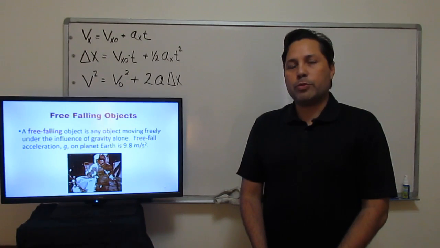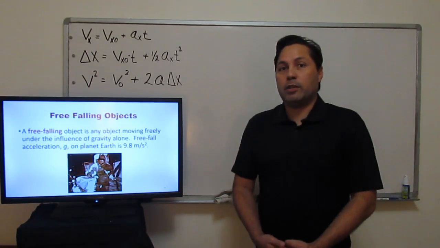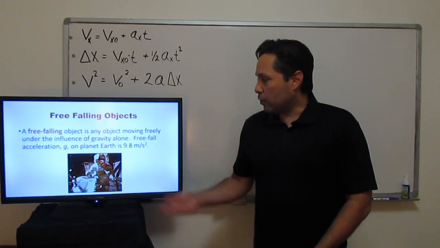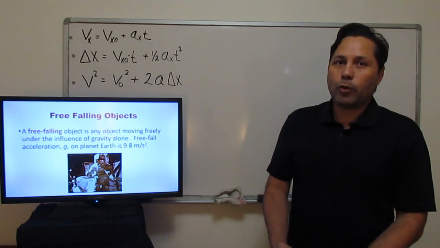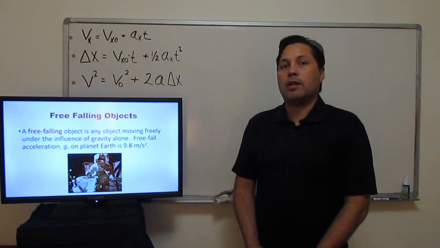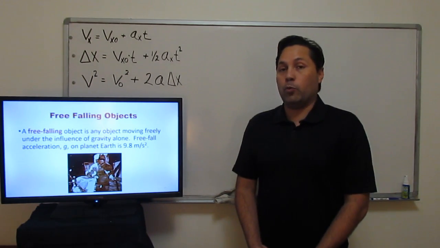Up next, we're going to move on to free-falling objects. In this lesson, we're going to look at the acceleration due to gravity. The value for it is 9.8 meters per second squared. Though for our calculations, we will end up using 10.0 rather than 9.8, just to make our numbers a little bit easier and more manageable.